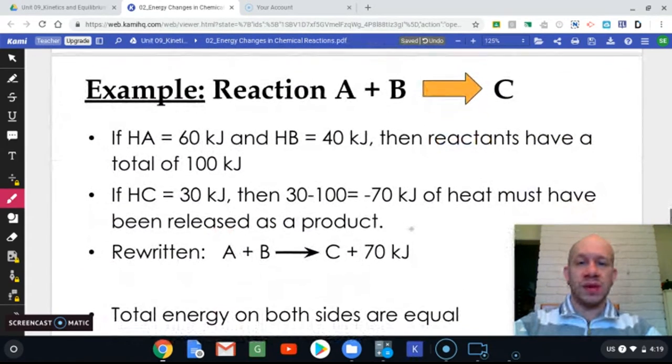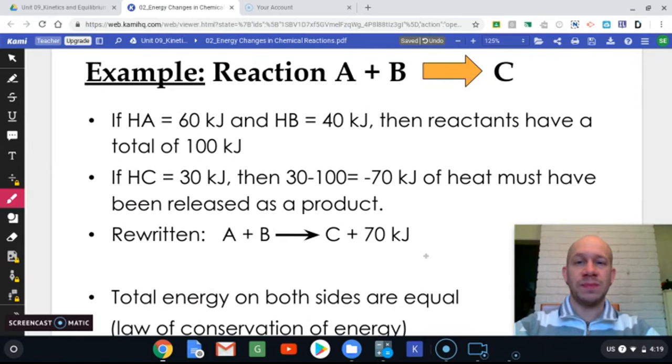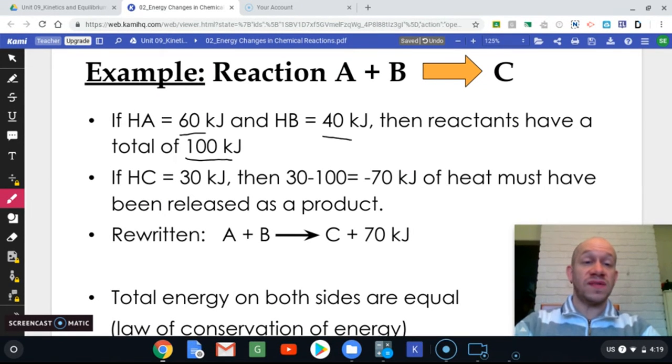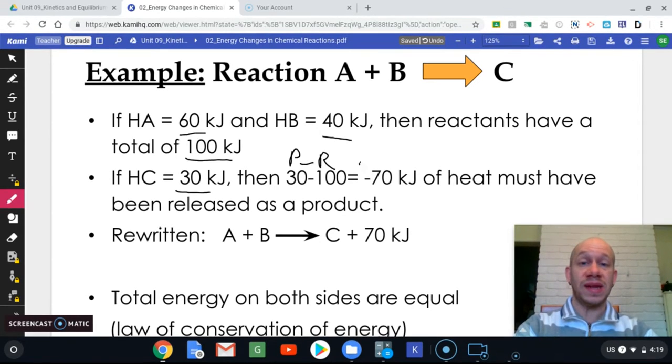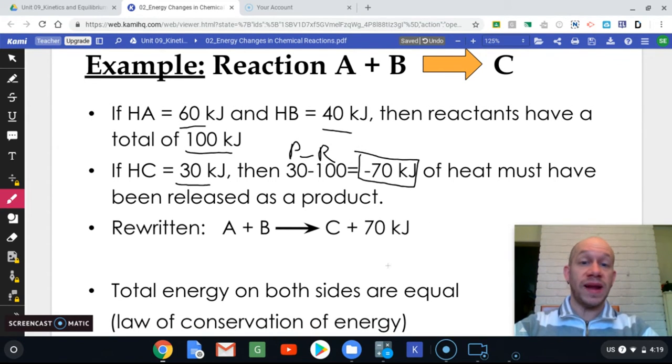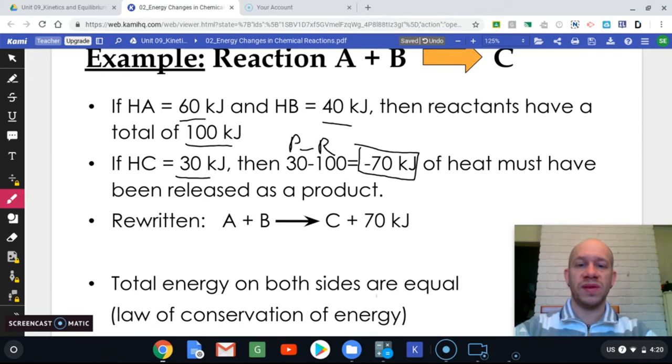So an example using some numbers, if I take that same reaction, A plus B is going to produce C. If the H of A is 60 kilojoules and the H of B is 40, then the reactants have a total of 100 kilojoules. If the heat of C is 30 kilojoules, then I'm going to take my products minus my reactants, and that's going to equal a negative 70 kilojoules, and that's how much heat must have been released as a product. So we write this as our formula. A plus B is going to produce C plus our heat that is exiting, 70 kilojoules. The total energy on both sides of the equation are equal. This is our law of conservation of energy.